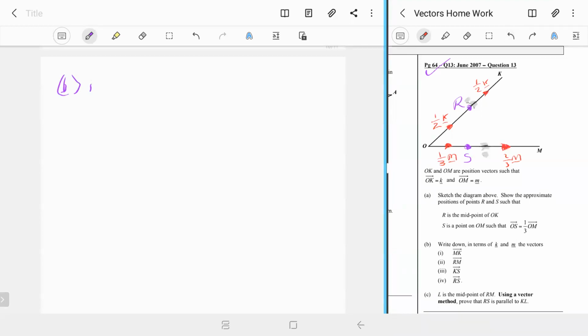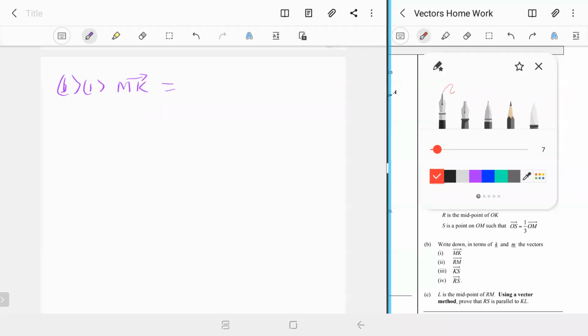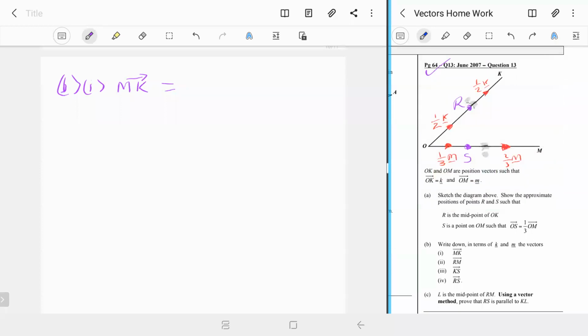Part b 1. We want to find the vector MK. Now, since you have a diagram, we just need to look at the diagram and see how we go from M to K. How would you go from M to K, going along the vector direction that you know? Let me use a different color so you can see. Let's use the blue. From M to K, you just come back this way and go up. See that? So that will be minus M plus K.